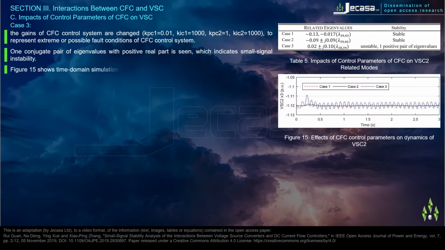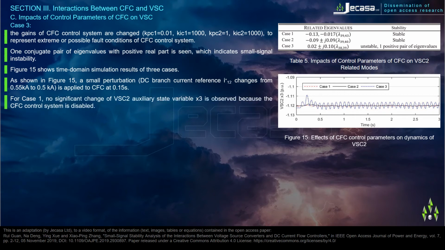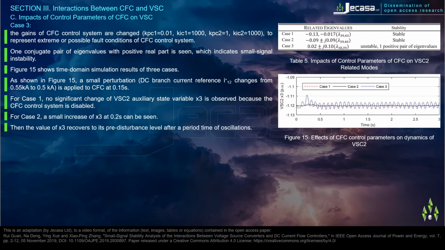Figure 15 shows time domain simulation results of 3 cases. As shown in Figure 15, a small perturbation, DC branch current reference I12 changes from 0.55 kA to 0.5 kA, is applied to CFC at 0.15 seconds. For Case 1, no significant change of VSC2 auxiliary state variable X3 is observed because the CFC control system is disabled. For Case 2, a small increase of X3 at 0.2 seconds can be seen. Then the value of X3 recovers to its pre-disturbance level after a period of oscillations. For Case 3, large unstable oscillations are seen.